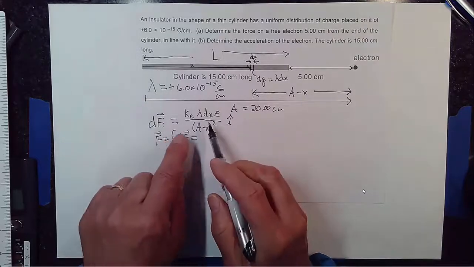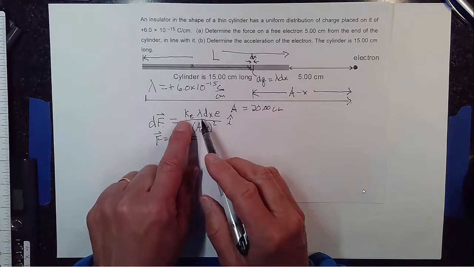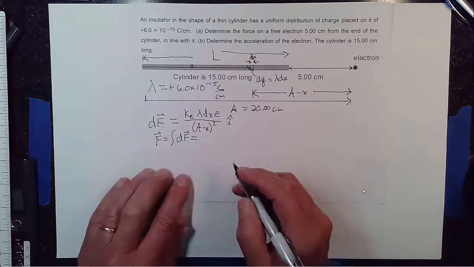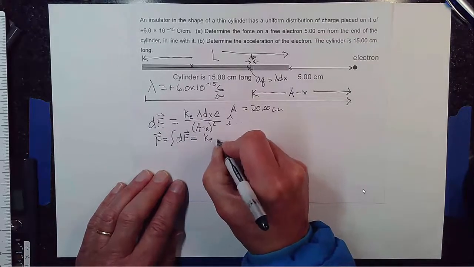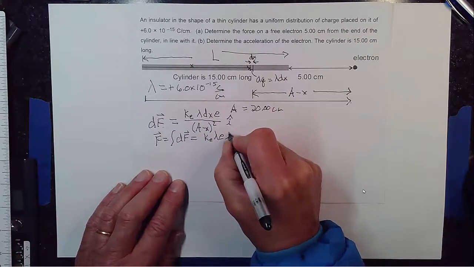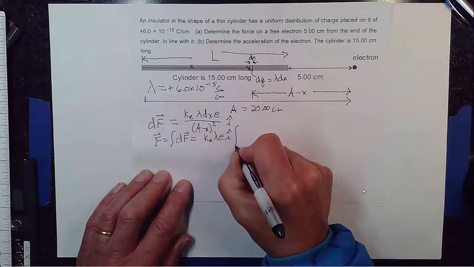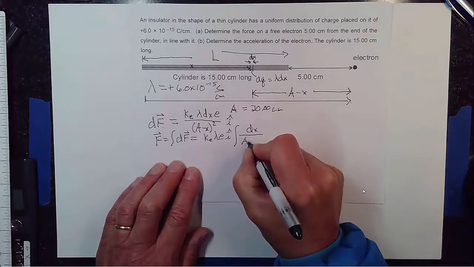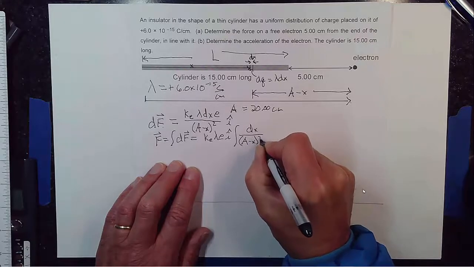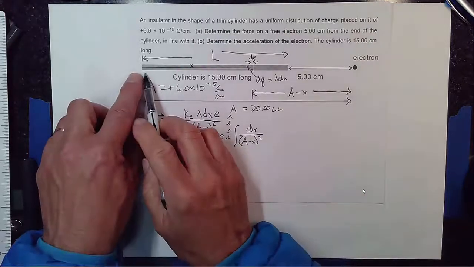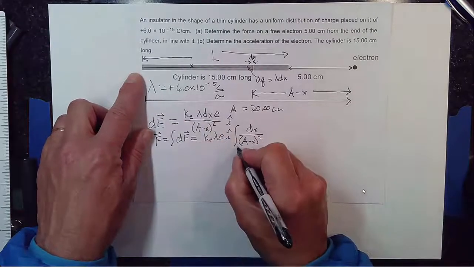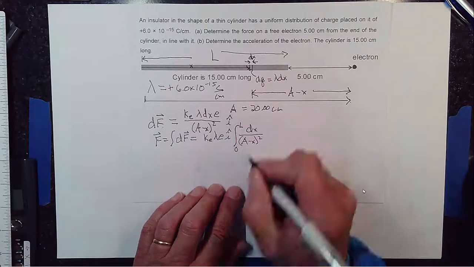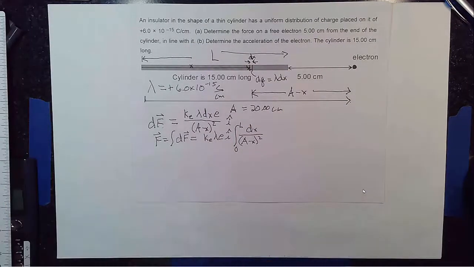And let's see, I'm going to pull everything outside the integral that doesn't change throughout it. k sub e doesn't change, lambda doesn't change, E doesn't change, and i hat doesn't change. So k sub e, lambda, E, i hat is outside the integral. Inside is dx divided by (a minus x) quantity squared. And the limits of integration, I have to consider charge from down here where x is 0 to up here where x is equal to L. And that's what I have.